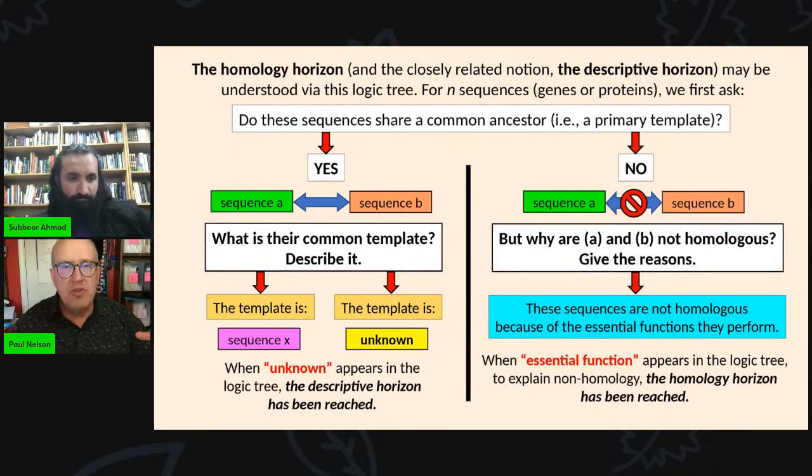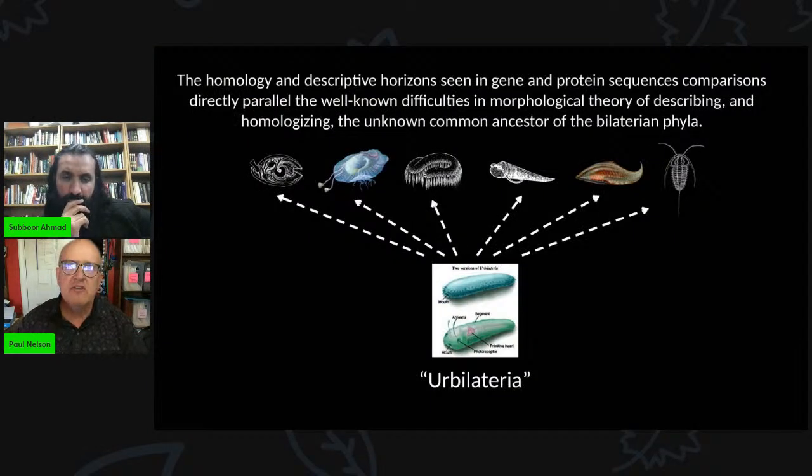Now, as I said a moment ago, these two horizons are very closely related. And we can see this classically in the problem of finding the common ancestor for the animal bilaterian phyla. So here are 6 groups of bilaterally symmetrical phyla that were present in the Cambrian explosion. Here are arthropods, chordates, here's a brachiopod, and so forth. Some of these groups are extinct. This group, for instance, has no extant representatives. And they are thought to share common ancestry in something called Urbilateria.